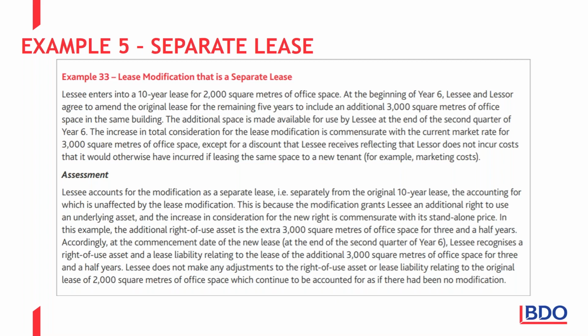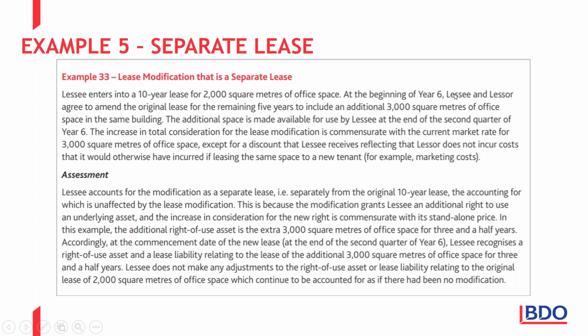The additional space is made available for use by the lessee at the end of the second quarter of year 6. The increase in total consideration for the lease modification is commensurate with the current market rate for 3,000 square meters of office space, except for a discount that the lessee receives, reflecting that the lessor does not incur costs that it would otherwise have incurred if leasing the space to a new tenant, so maybe marketing costs. So we're not getting anything else. There's no intrinsic link to the existing lease. The only discount that we get is the fact that they don't have to incur a marketing cost.